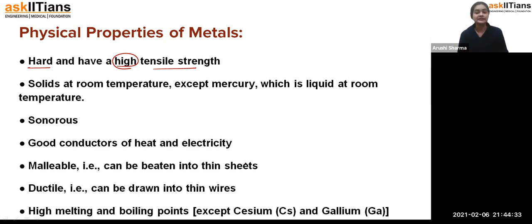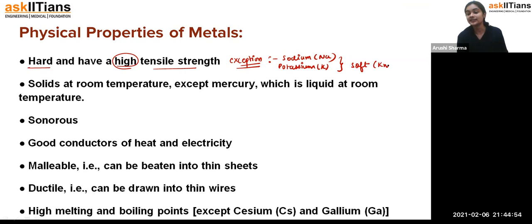But students, we have some exceptions here. The exceptions are sodium, that is Na, and potassium, that is represented by capital K. These two are metals which are soft in nature, so soft that you can cut them with the help of a knife. So that is the exception, students: all of the metals are very hard in nature and have high tensile strength, but there are some metals like sodium and potassium which are soft in nature, and you can even cut them with a knife.